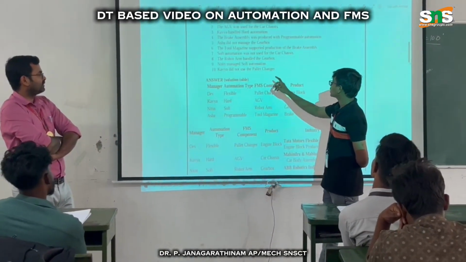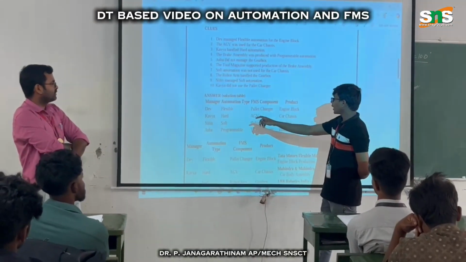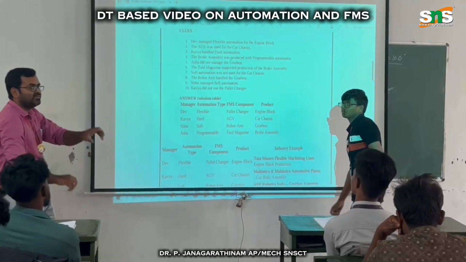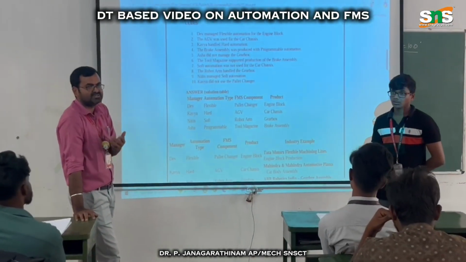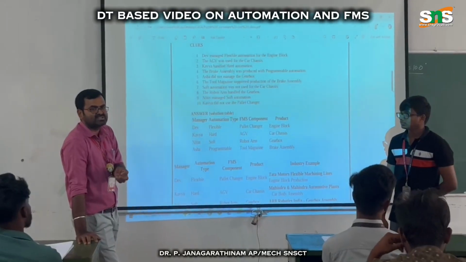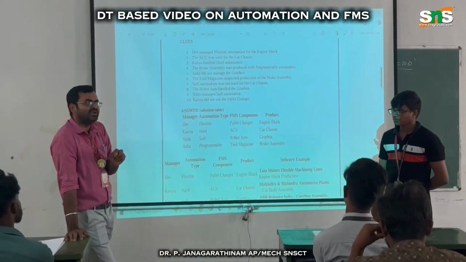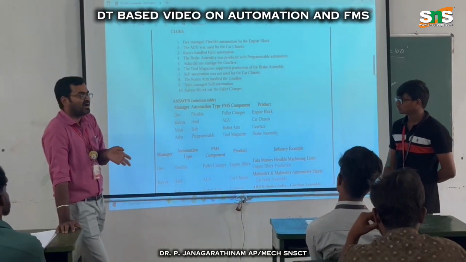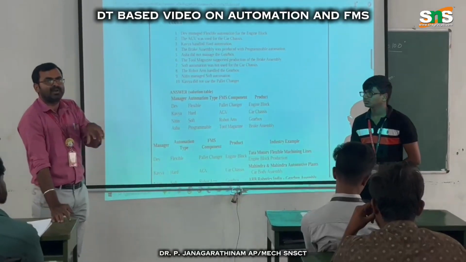Kavya did not use pallet changer. So the product done by Kavya is AGV by using car chassis. So actually, finally, this activity is related to our today's topic, because today I have already discussed what are the types of automation. In my previous class, I already discussed the different types of FMS components and what kind of products we have to manufacture. So we have to incorporate all these things.